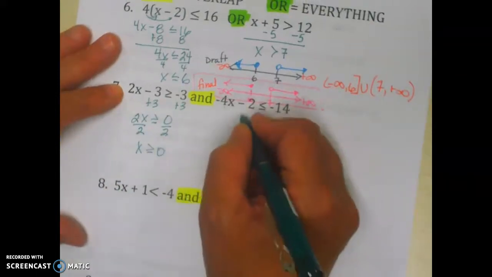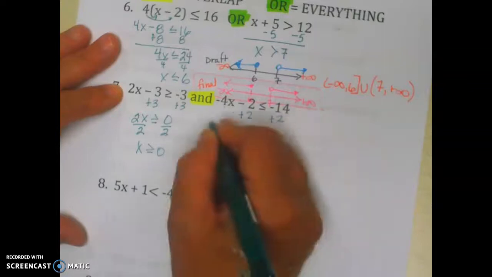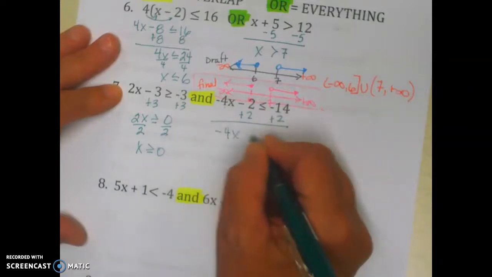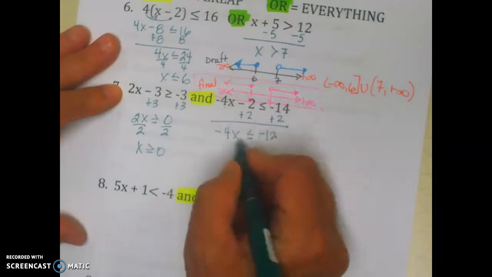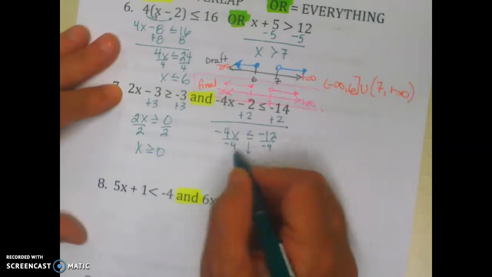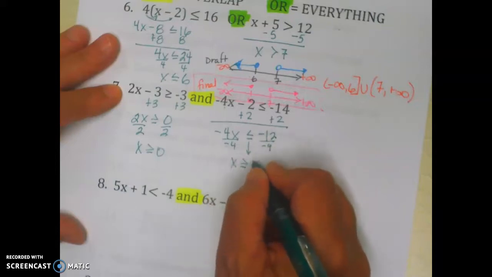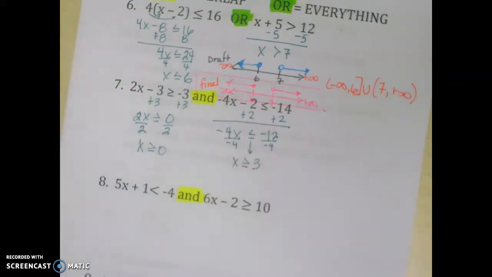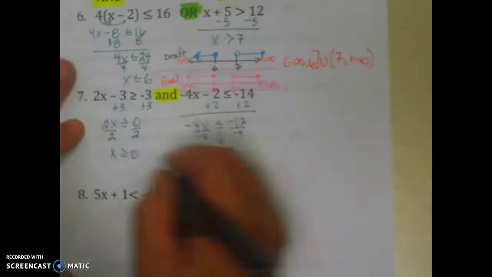On this one, I want to get the negative 4x by itself, so I add 2 to both sides. I have negative 4x is less than or equal to negative 12. I'm going to divide by negative 4. Remember, you flip the inequality when you divide by a negative number, so this is x is greater than or equal to 3. All right, so first I'm going to do my draft graph.